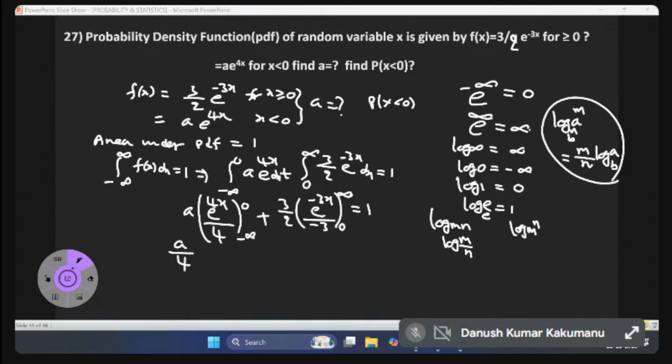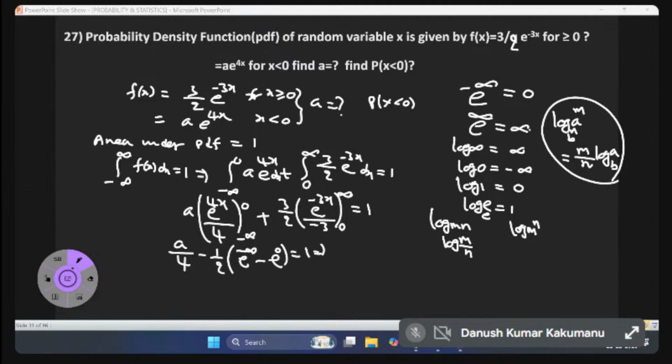See, what is e power minus infinity here? 0. E power minus infinity is 0. These 3 3 cancel, minus 1 by 2. Some of you still have doubt on log 0. Log 0 is minus infinity only, no doubt. Minus 1 by 2 into e power minus infinity for upper limit, and for lower limit e power 0 is 1. What is e power minus infinity? 0. Minus of minus, plus 1 by 2.